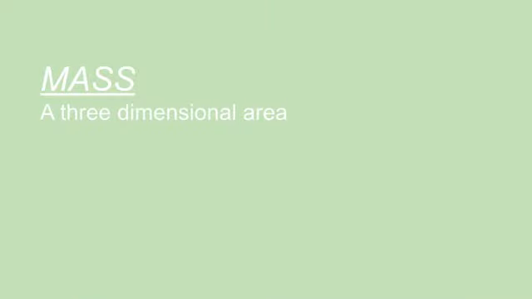All right, now we will move on to mass. Just like shape is the area of a two-dimensional area, mass is a three-dimensional area. There are two types of mass, and sometimes you can also use the word form for mass. The two different types are closed form mass and open form mass.